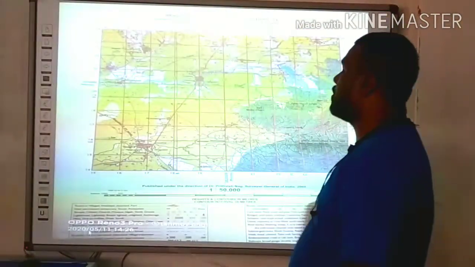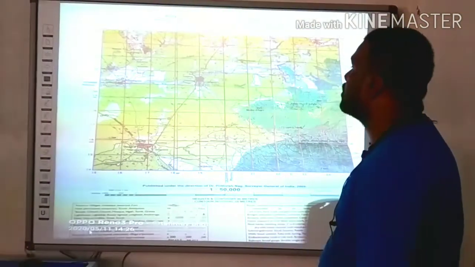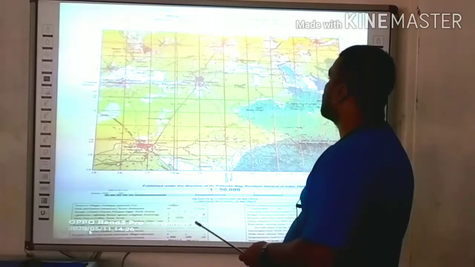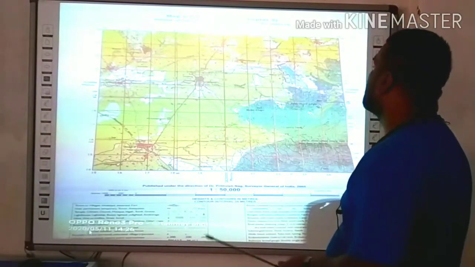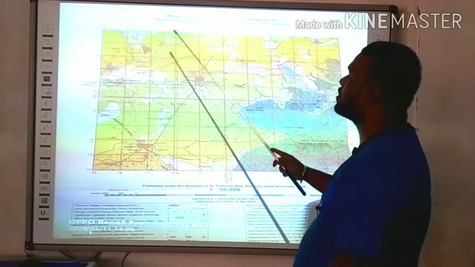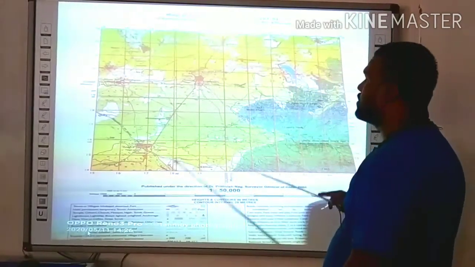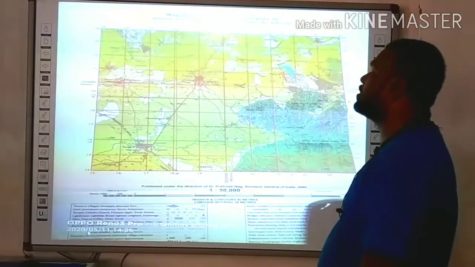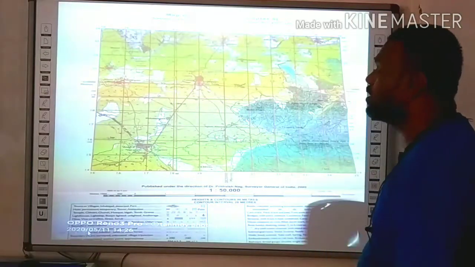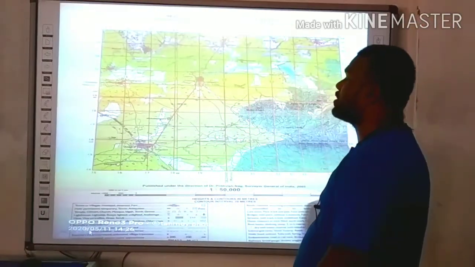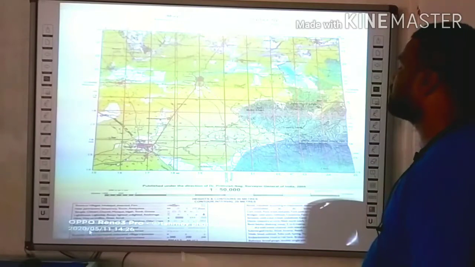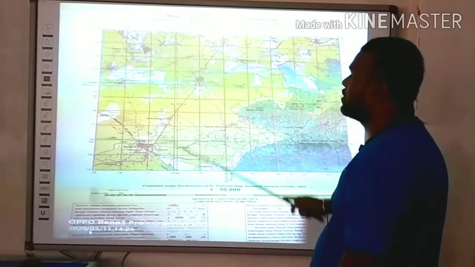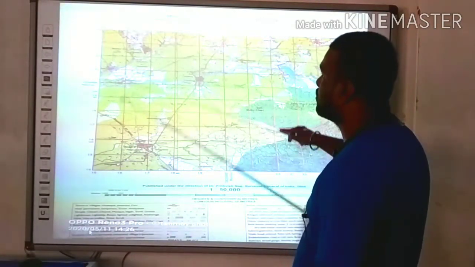Now this is how a topo sheet looks like. This is a topo sheet. Now the first thing that you see in a topo sheet, what is that? The first thing you see, the red color lines. Now what are these red color lines? They are called the grid lines, which are formed of eastings and northings.